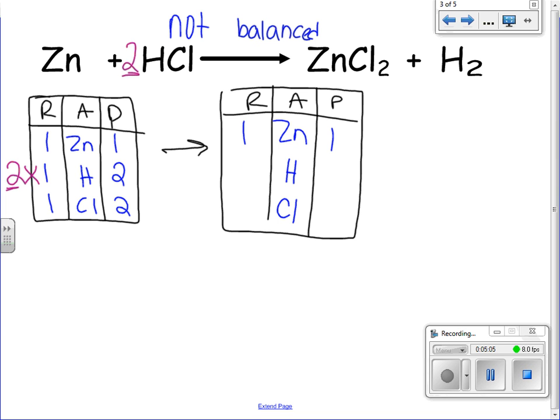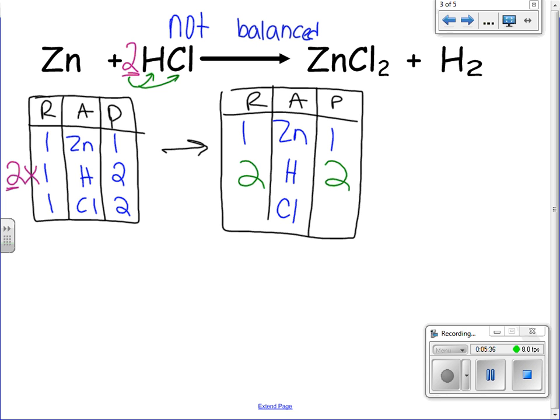But we did change the number of hydrogen atoms we have in our reactants. Right now we have 2HCl, so that tells us that we have 2 hydrogen atoms in the reactants. And then we still have H2, and so that means we still have 2 hydrogen atoms in the products. So now our hydrogen atoms are balanced. We have 2 on both sides of the equation. So we're good with our hydrogens.